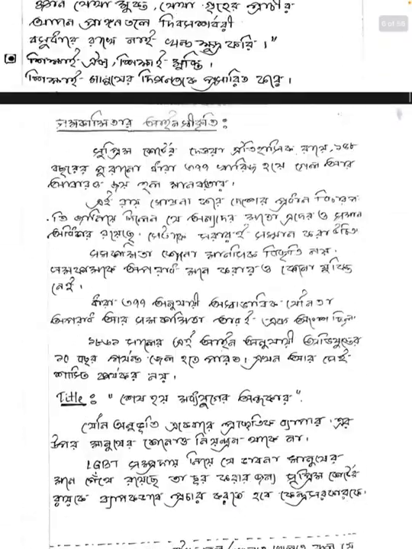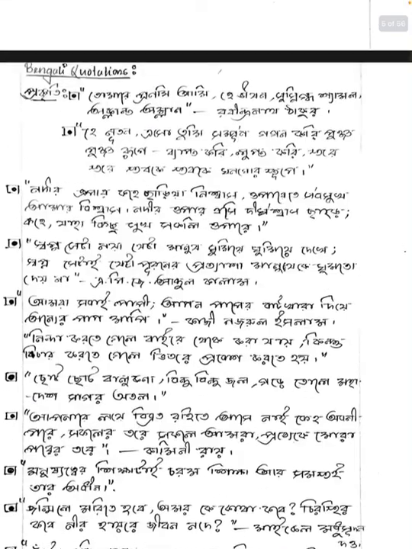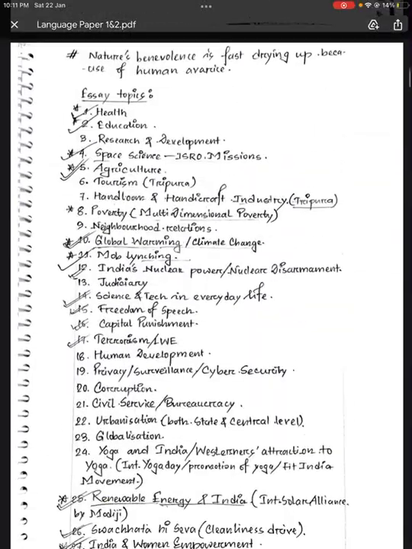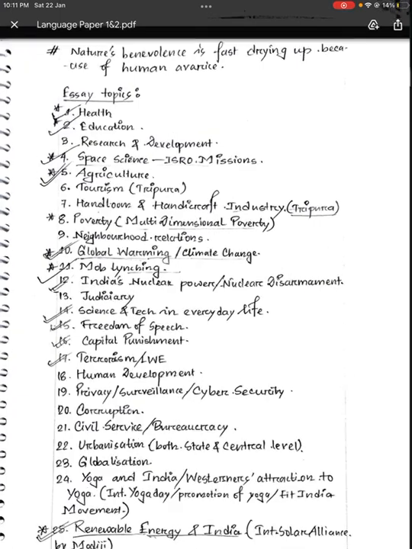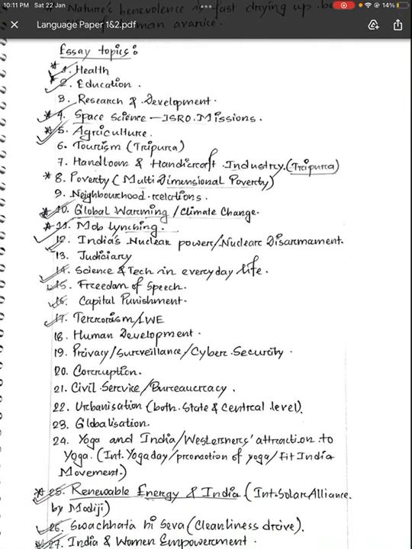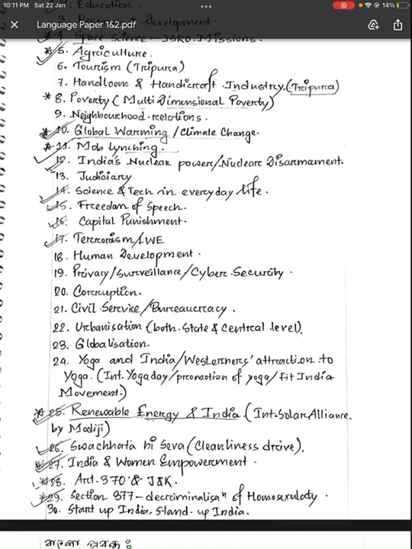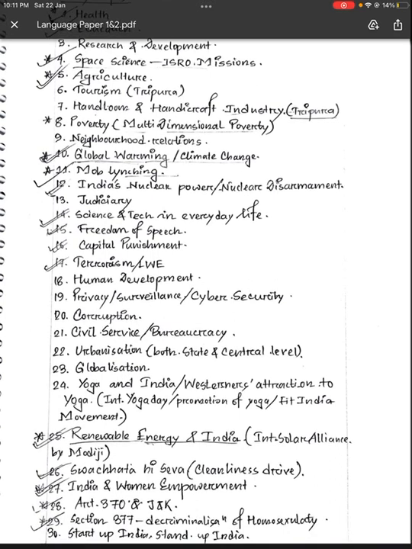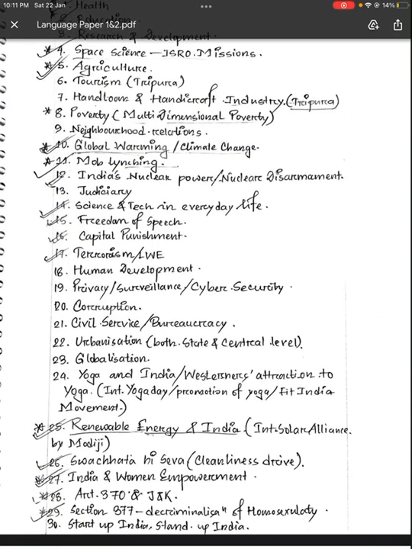So this is an outline of how I prepared. I did not prepare topic by topic. It is not possible to prepare each and every topic. So I simply went for broad topics, collected a few quotes and headings and subheadings and facts and figures. That's it. And I memorized all these things.